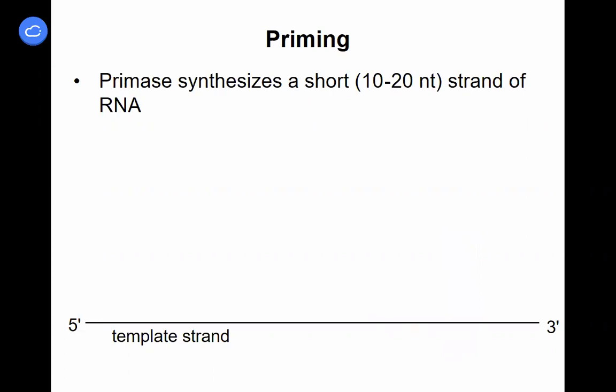So we have a special enzyme called primase, and its job is to make a short piece, and by short I mean 10 to 20 nucleotides, of complementary RNA on the template strand. So we have a different enzyme, not the regular DNA polymerase. This is a primase, and it'll take DNA and make RNA, just a very short piece. And it'll go in the 5' to 3' direction.